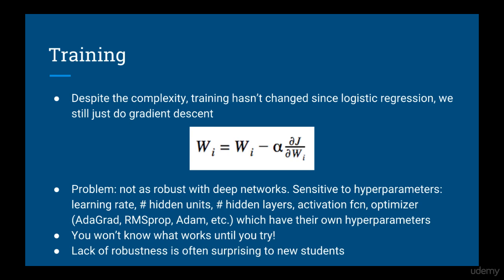We can modify the learning rate, the number of hidden layers, the number of hidden units per layer, the activation function, and even the type of gradient descent optimization, like AdaGrad, RMSProp, or Adam. And these different types of optimization algorithms come with their own set of hyperparameters. You will never run out of hyperparameters to try. One setting might yield an accuracy not much better than chance, and another setting might yield a very good accuracy. This lack of robustness often surprises students who are just beginning to learn about deep learning.